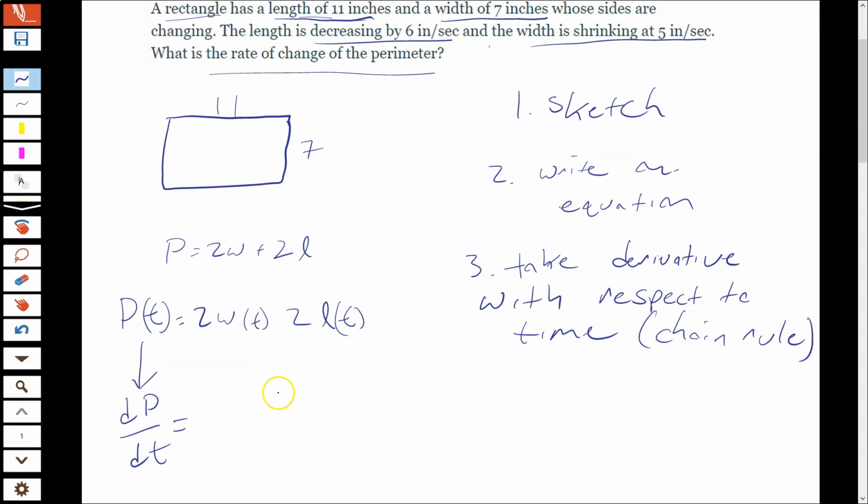Then the derivative of 2w(t), well, that's a function, 2 times something is just 2, and then whatever the derivative of the inside is, so dw/dt is how I'm going to write that down. Then same thing, 2 dl/dt. Okay. So I've taken my perimeter equation, I've taken the derivative of the entire thing with respect to time. Now, remember what I'm looking for is what is the rate of change of the perimeter? I'm going to substitute and solve. This is where it gets cool.